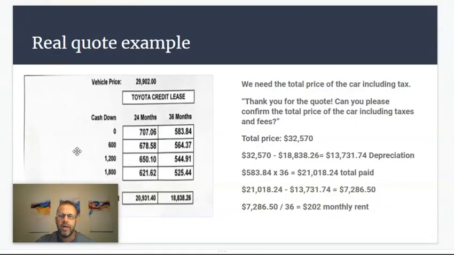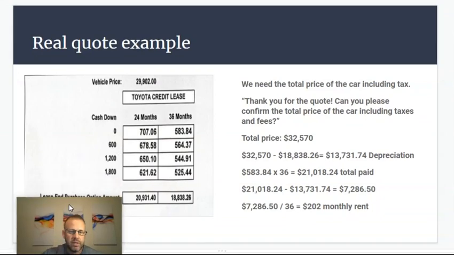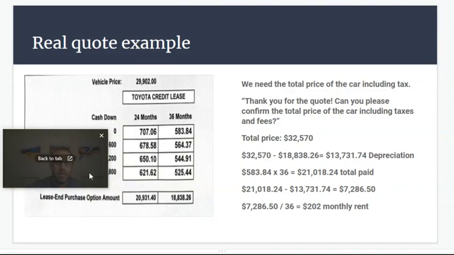And this was for a Toyota RAV4. So when I got this quote over, let's see, move this over so you can see. It has the residual value. They call it the lease and purchase option, but that's the residual value for the 36-month lease right there, $18,838. And then it gives me the payment was zero down, $583.84, and then it just gives me the vehicle price.